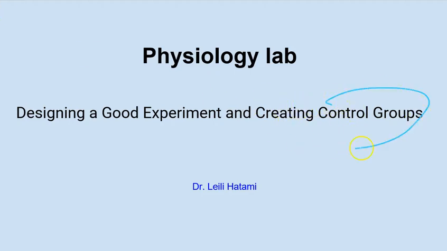One of the physiology lab activities is to learn how to design a good experiment, how to find independent and dependent variables, and create experimental and control groups. As I mentioned, in this video we are going to focus more on the control group. Control groups are essential for comparison and helping to isolate the effect of the independent variable.